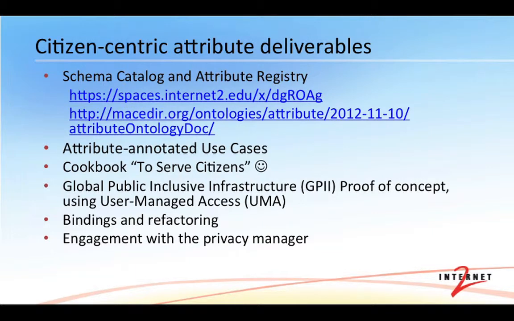Citizen-centric attribute deliverables. We've built a schema catalog. We've done some annotation of use cases. We're building a cookbook to serve citizens. Any Rod Serling fans out there? Thank you. Yes, To Serve Man being one of the legendary shows of all time. We're going to be a little bit more benign, I hope, in this process.